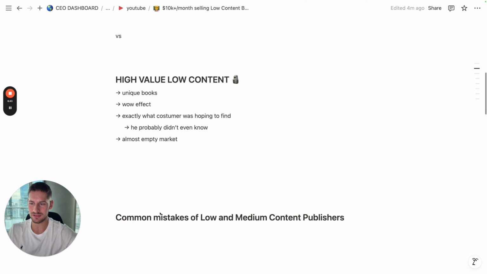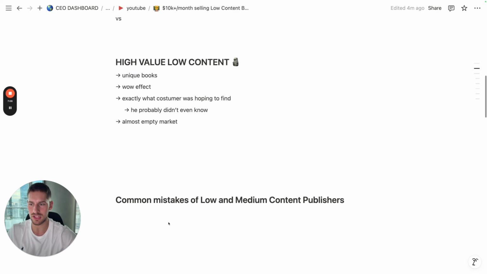And these things are the common mistakes that low and medium publishers make, okay? I'm also including medium content because it's basically the same as low content in the way you market it and create it. So I'm just going to include all of these because medium content is pretty similar to low content itself. These 4 books are low content and I'll be showing you, but I had similar results with some medium content, okay?